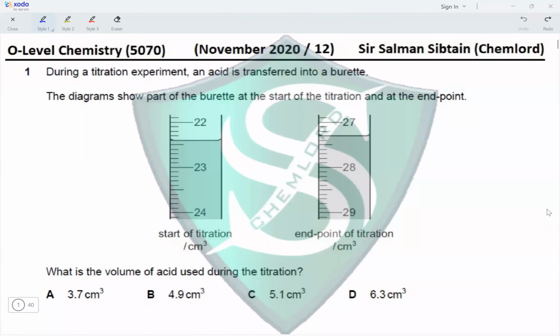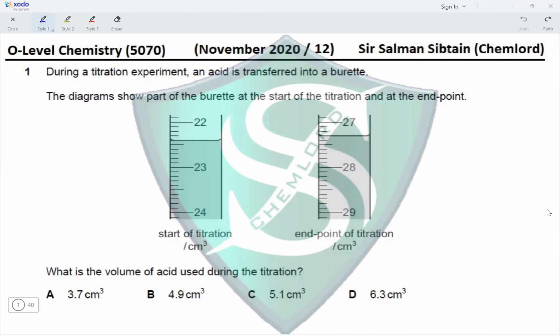Hi guys, this is O-Level Chemistry, paper 12, November 2020, question 1. During a titration experiment, an acid is transferred into a burette. The diagrams show part of the burette at the start of the titration and at the end point. What is the volume of acid used during the titration?